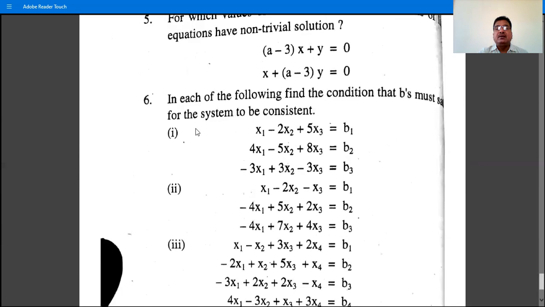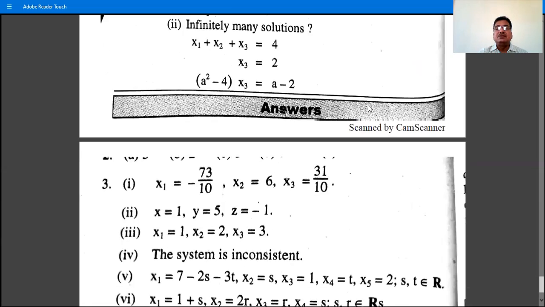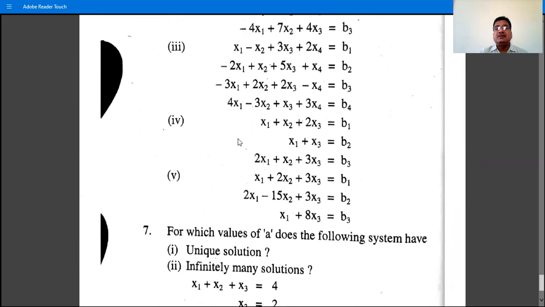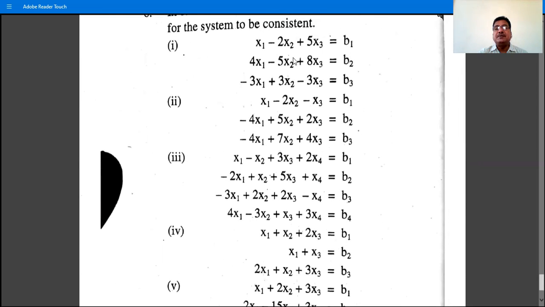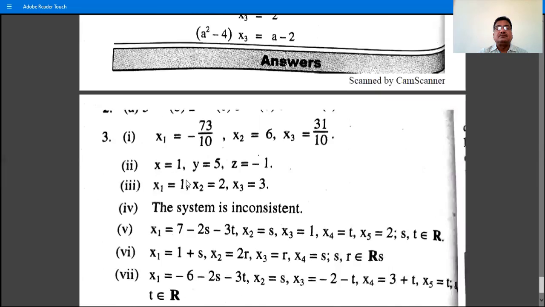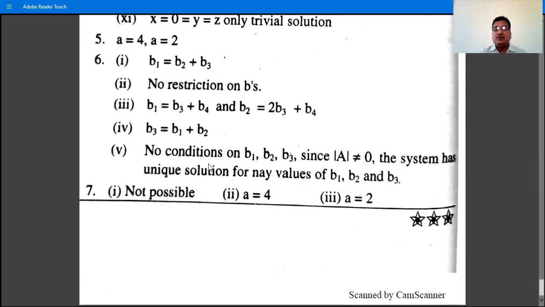Observe this problem. In each of the following, find conditions on the B's, that is on these B1, B2, B3, for the system to be consistent. When the system is consistent, I have to write the conditions on the B's. So the answers are given. If you observe, in the first example, the condition is B1 is equal to B2 plus B3. If B1 is equal to B2 plus B3, then the system is consistent. So solve all these problems.